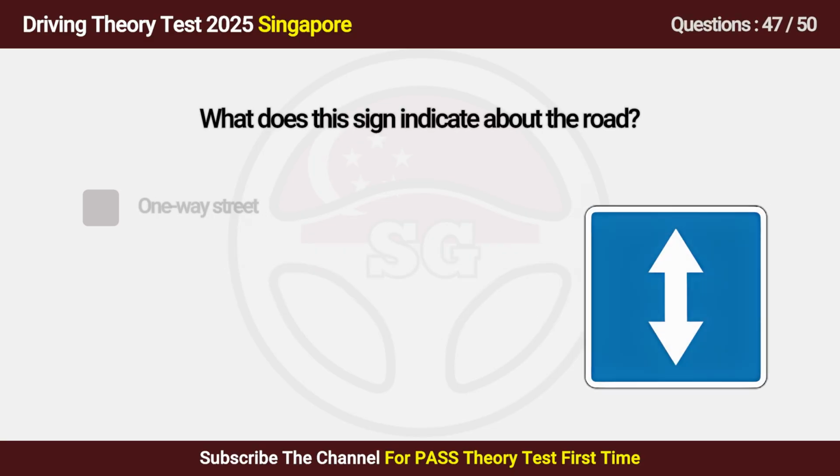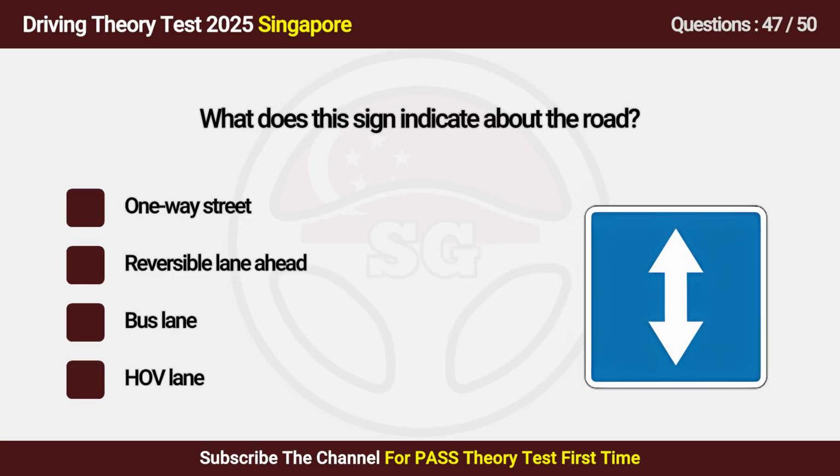Question 47. What does this sign indicate about the road? A. One-way street. B. Reversible lane ahead. C. Bus lane. D. Lane.